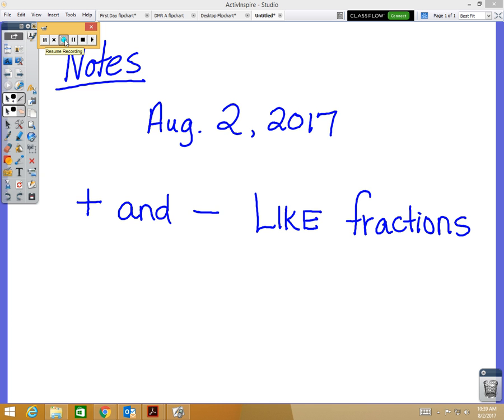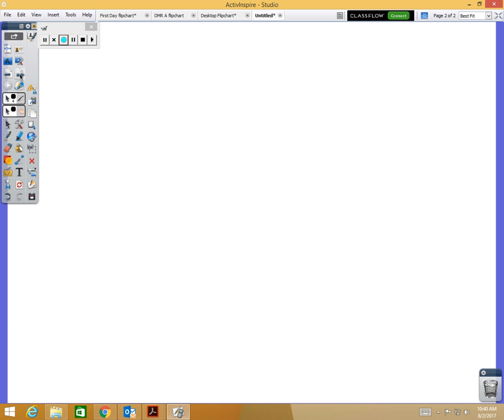Okay, so we're going to be adding and subtracting like fractions. And when I say fractions, that's going to include mixed numbers. Okay, what are mixed numbers, just so we can review that? A mixed number is a whole number with a fraction. Very good. Okay, so let's make sure we all remember the two parts of a fraction.